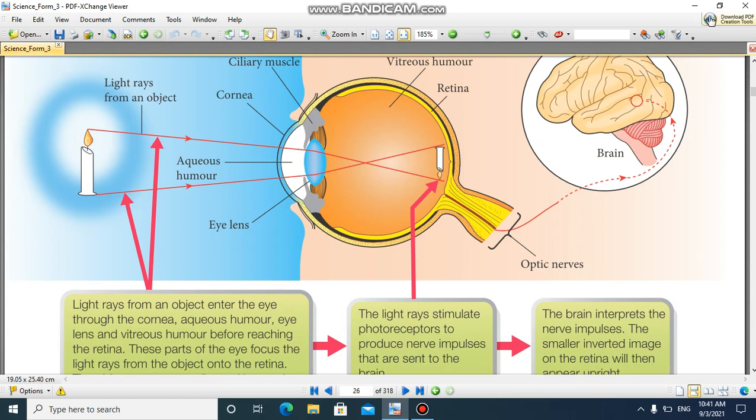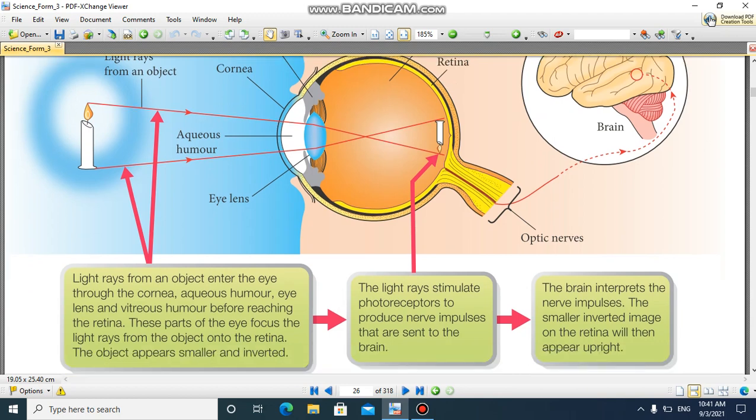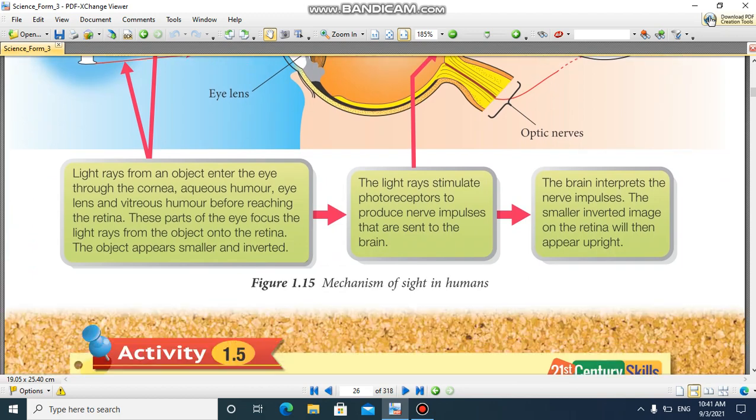Light rays from an object enter the eye through the cornea, aqueous humor, eye lens, and vitreous humor before reaching the retina. This part of the eye focuses the light rays from the object onto the retina. The object appears smaller and inverted. The light rays stimulate photoreceptor to produce nerve impulses that are sent to the brain. And then the brain interprets the nerve impulses. The smaller inverted image on the retina will then appear upright.